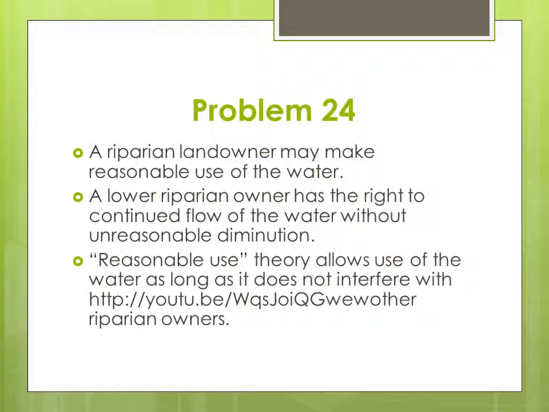So answer A is the correct answer, the right to have the water continue to flow in its natural course. So if MacDonald were to sue, the court would most likely require that the creek be put back to its natural waterway and be directed down to MacDonald's property.